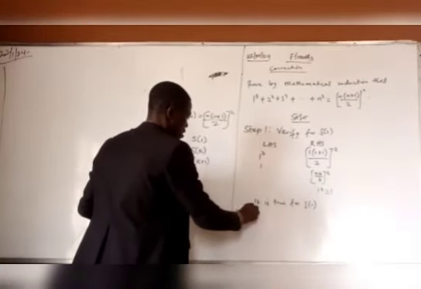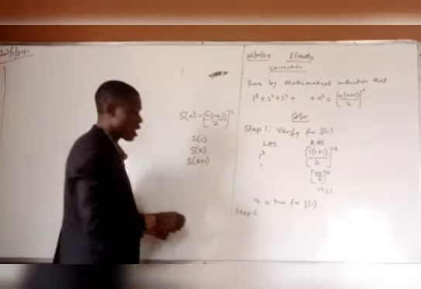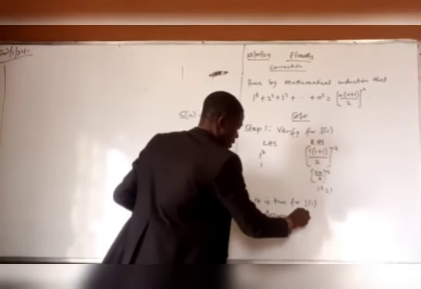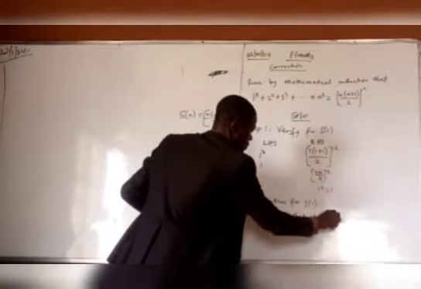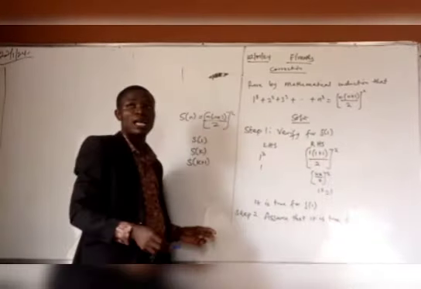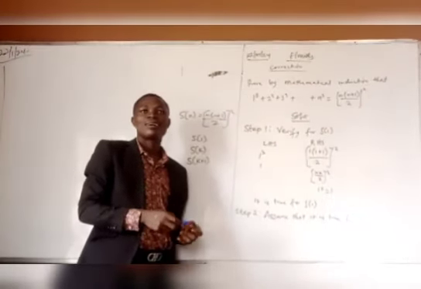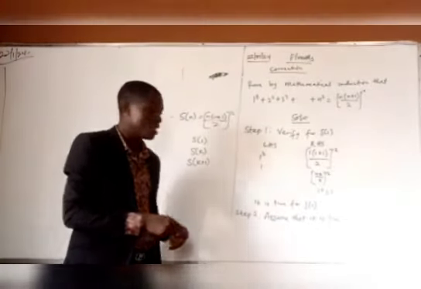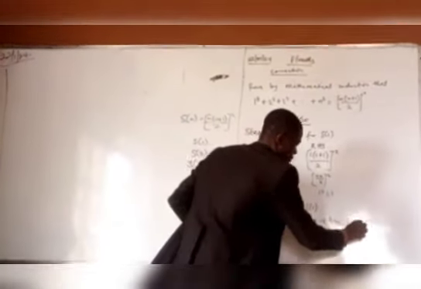Step 2 is just an assumption. We are going to assume that it is true for what? Assume that it is true for what? S of k. Very good.